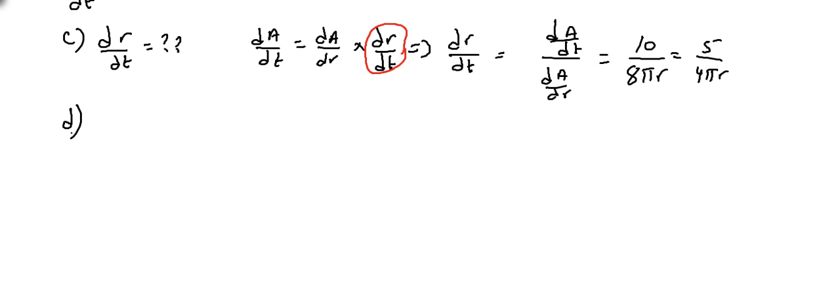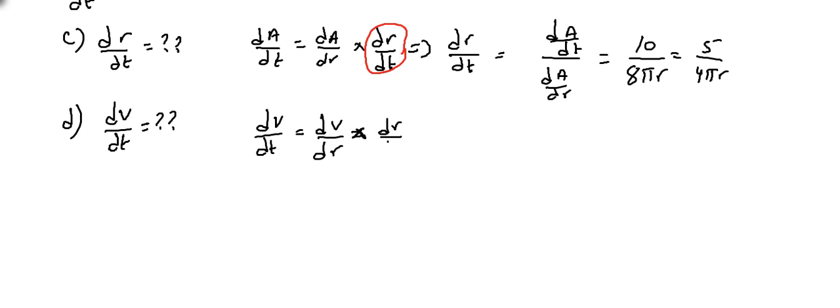He didn't tell me. Now we need to find the volume. How much is the volume changing? Let me go back to the question. Find the rate at which the volume is changing. This means we are finding dV/dt. What is that? dV/dt simply is dV/dr, which we have, times dr/dt.